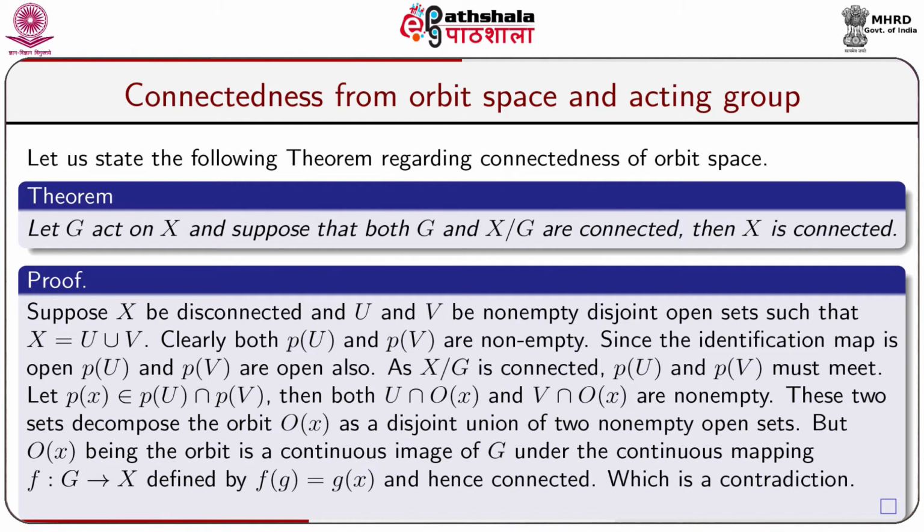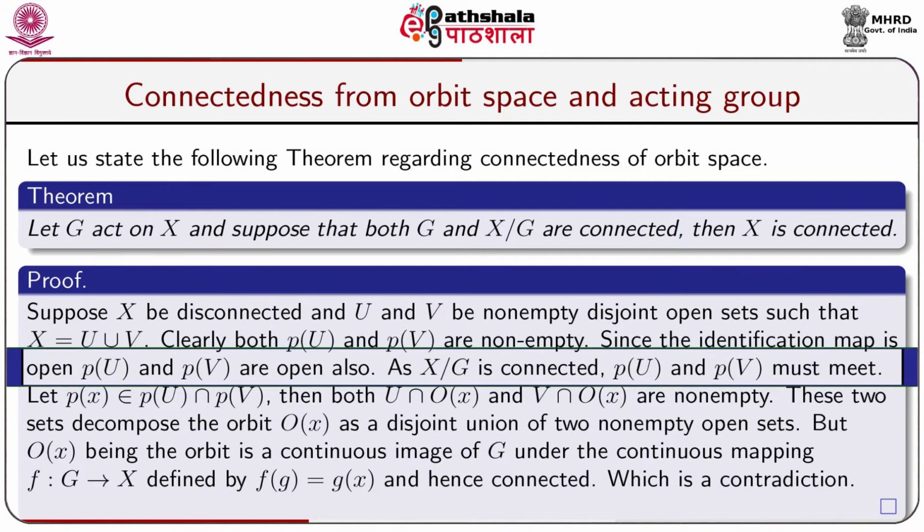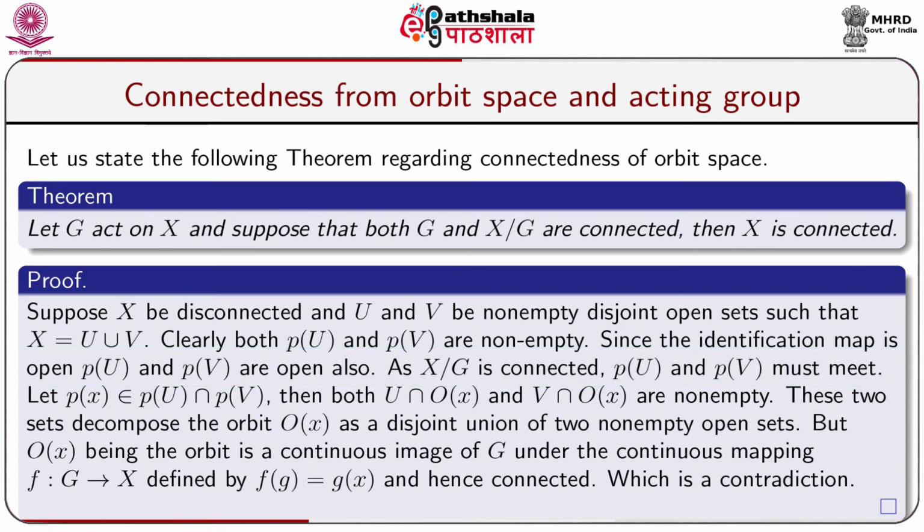Now, since the identification map is open and since X by G is connected, we have that both PU and PV cannot be disjoint, because in that case PU union PV will be equal to X by G, and both PU and PV being non-empty open sets, X by G will be disconnected.